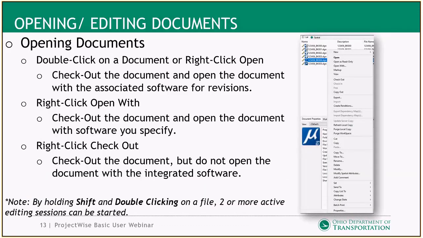So how do we open the documents in ProjectWise? There's a few different ways. You can double-click on a document, which just opens the document with the default, which is going to be OpenRoads Designer. If you need to open something other than OpenRoads Designer for a DGN, such as MicroStation CONNECT, you would right-click, Open With, and then select the application that you'd like to open it with. And last but not least, we have a right-click Check Out. So what this does is it checks out the document to your working directory that we proved earlier, and doesn't open it with any integrated software.